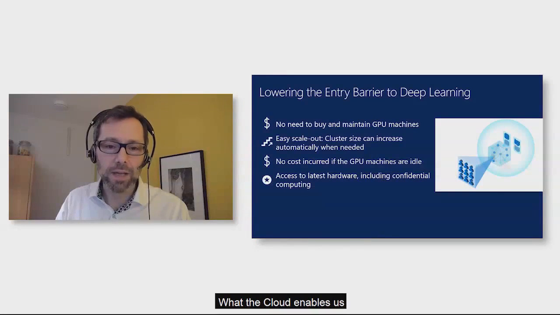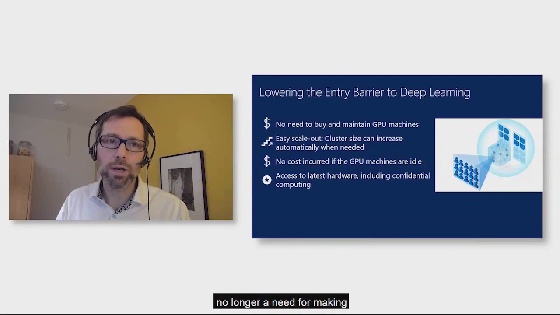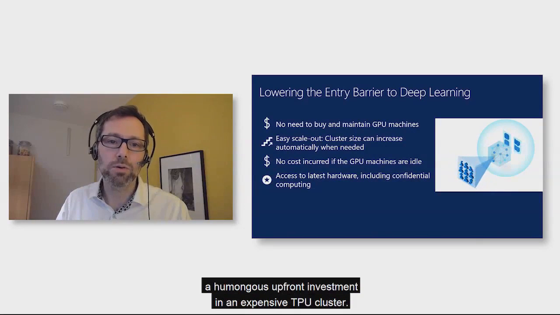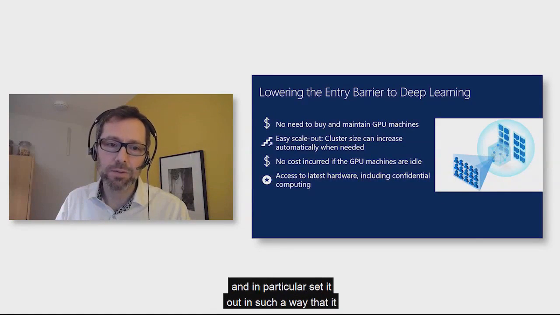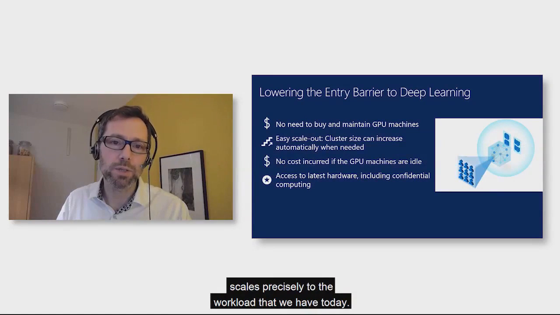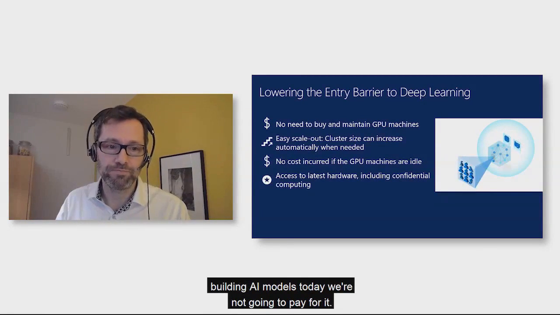So what the cloud enables us and other organizations as well is that there is no longer a need for making a humongous upfront investment in an expensive GPU cluster. We can get everything out of the cloud and in particular set it up in such a way that it scales precisely to the workload that we have today. And most importantly, this also means if we're not building AI models today, we're not going to pay for it.